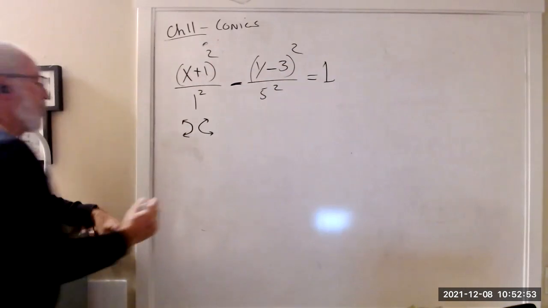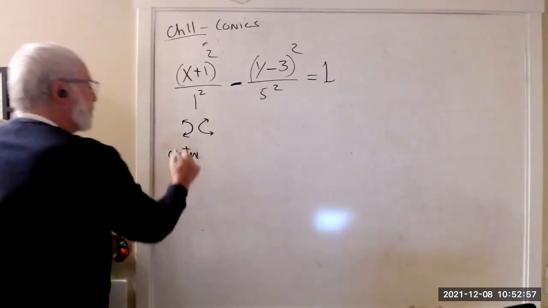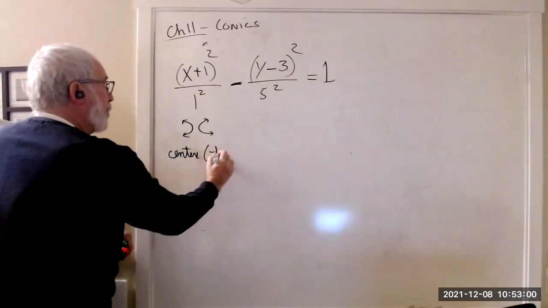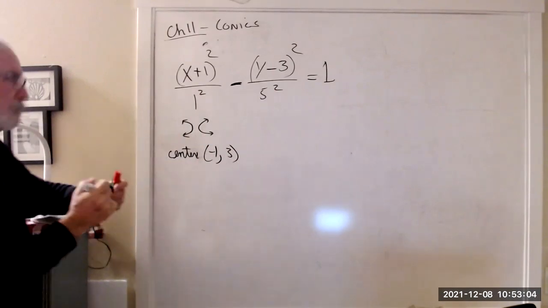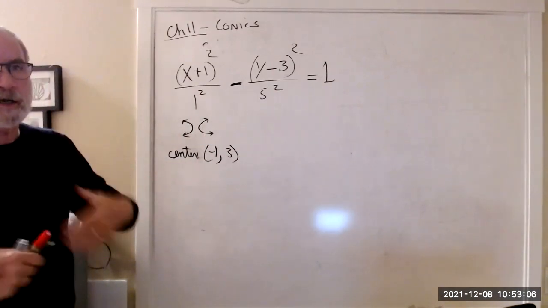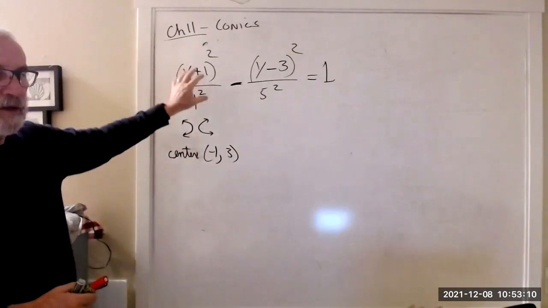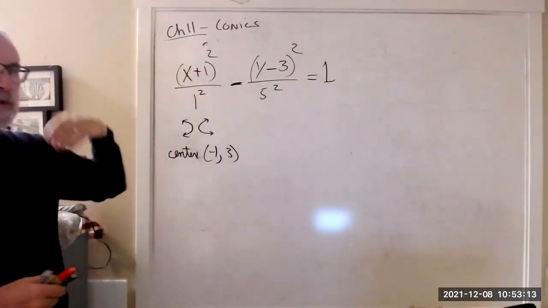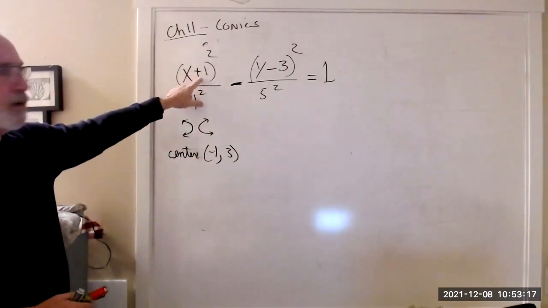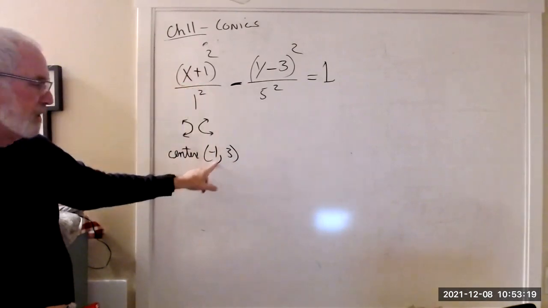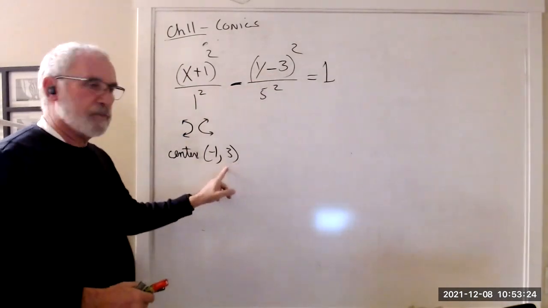I also know that my center is -1, 3. Remember we talked about this a bunch of times. When we're pulling information from inside of a parenthesis like this, we do the opposite of common sense. You see a +1 for x, you write -1. You see a -3 for y, you write +3.